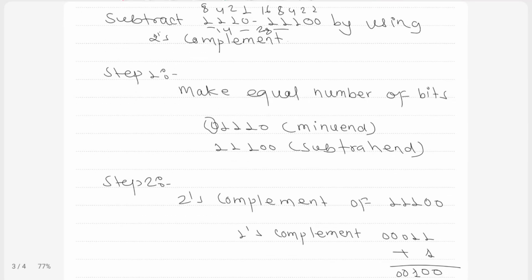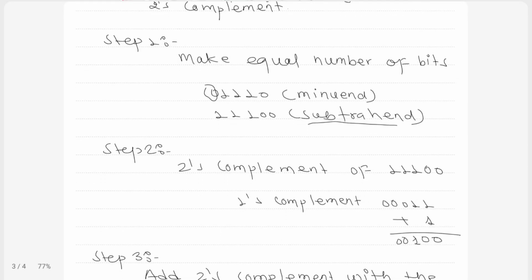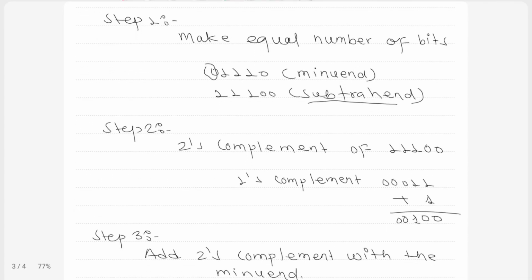Step number 2, two's complement of the subtrahend. We make its two's complement. First of all, when we take the two's complement, we first make a one's complement. In one's complement we convert 0 into 1 and 1 into 0. Then we add 1, and we get the result.